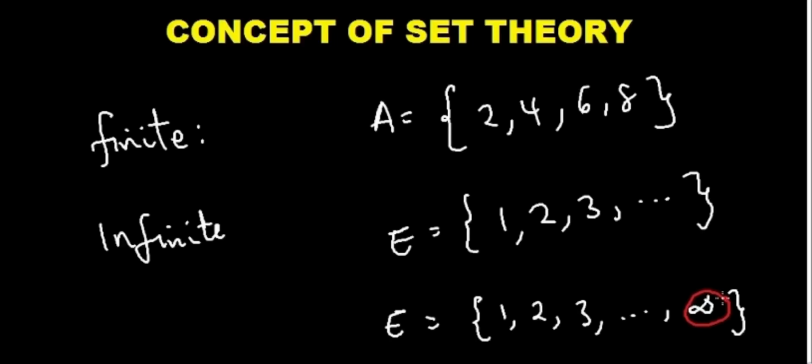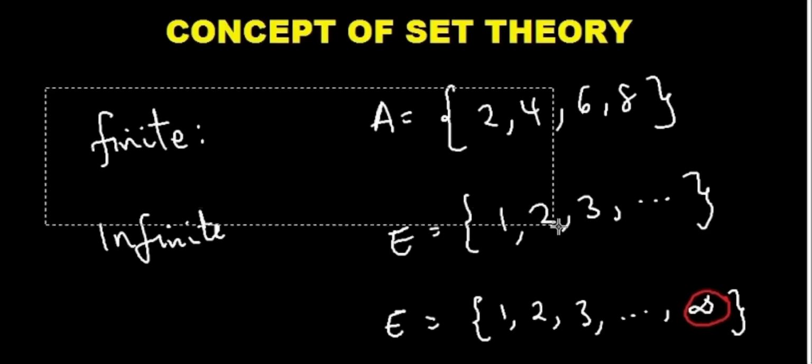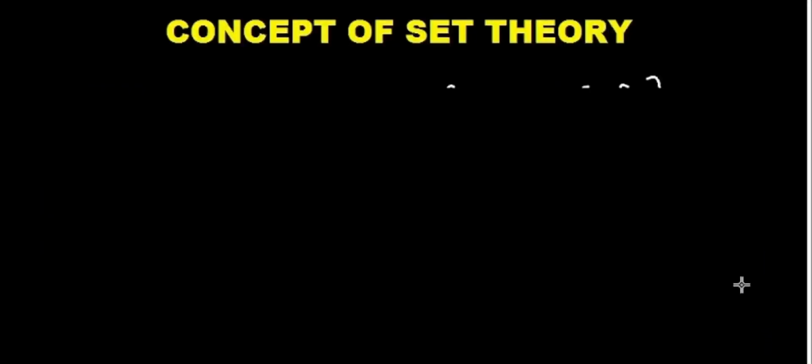Alright, so let's look at the next concept that will help us to understand set theory very well. The next one we're going to be looking at is equality of sets. Set A is said to be equal to set B if they are exactly the same: the same elements in A and the same elements in B, regardless of the arrangement.